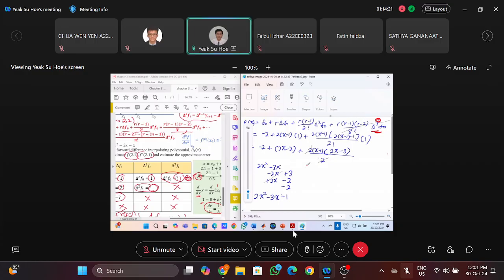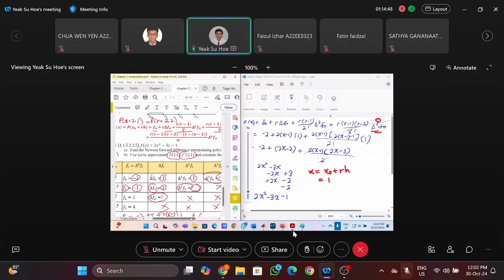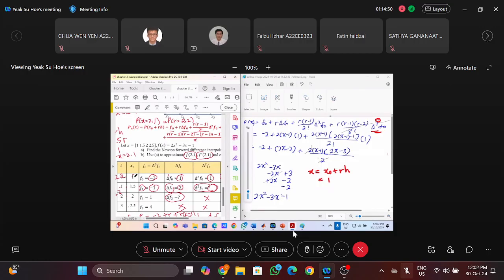Actually, it's okay. You want to substitute because of this f. Okay, what is r? It's like this: S equals S0 plus RH. So what's S0? S0 is 1, so it's 1 plus R times H. What is H? H is 0.5.